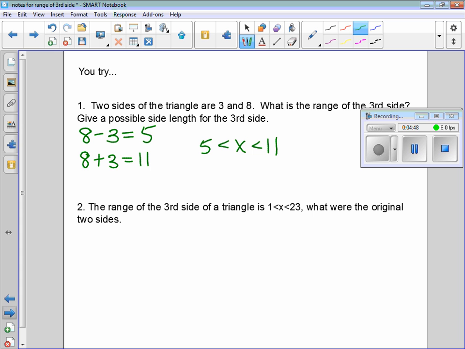If they ask you to give a possible side length for the third side, we can pick any value between 5 and 11. So we can pick 5.5, we could pick 6, 7, 8, 9, 10, and all values in between. The only numbers that we cannot pick are 5 and 11 itself, because 5 is less than x is less than 11.